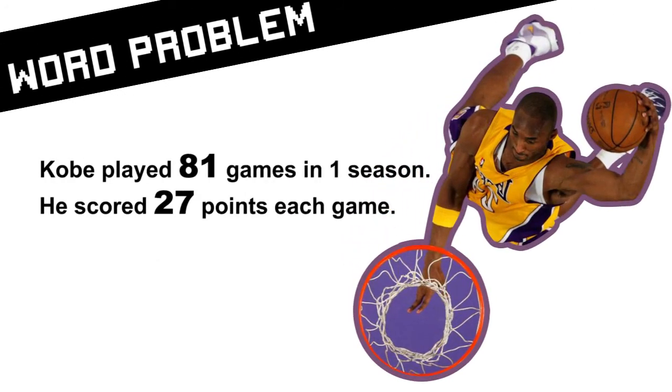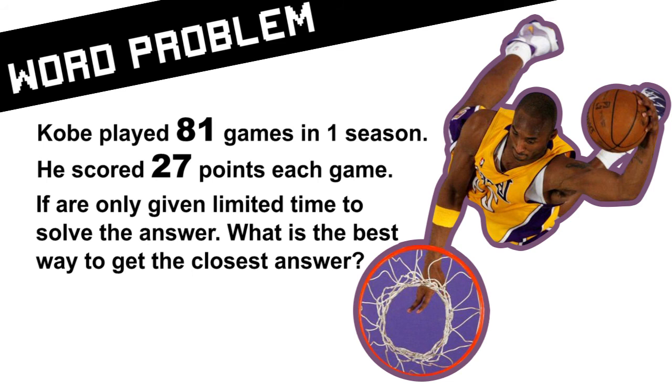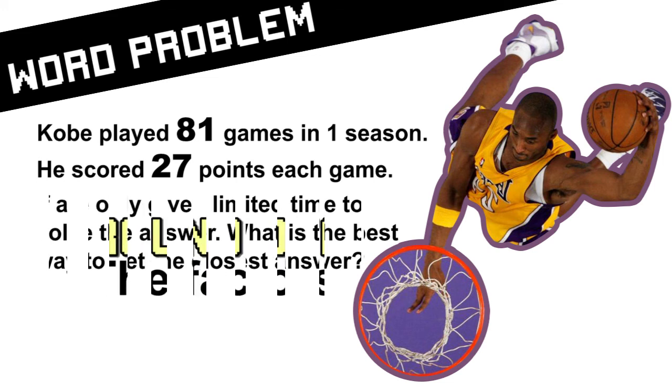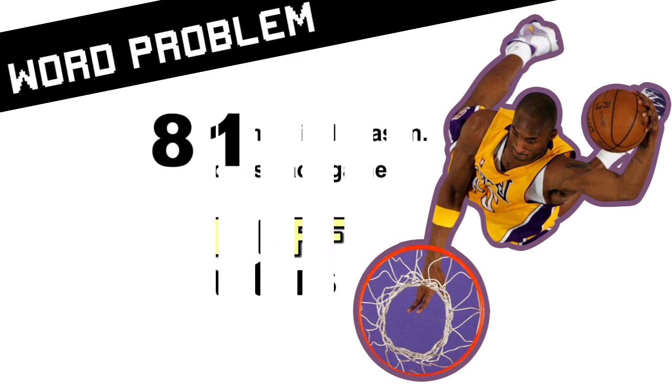Let's have a word problem. Kobe played 81 games in one season. He scored 27 points each game. If we are only given limited time to solve the total points of Kobe in one season, what is the best way to get the closest answer? Yes, we can round it off to the highest place value.